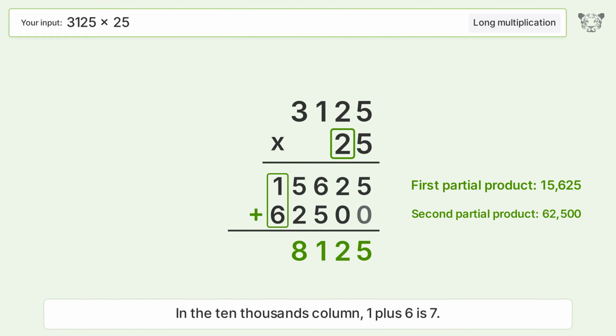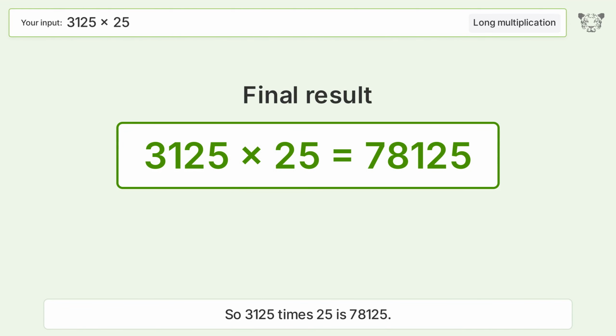In the 10,000s column, 1 plus 6 is 7. The product of the whole numbers is 78,125. So 3,125 times 25 is 78,125.